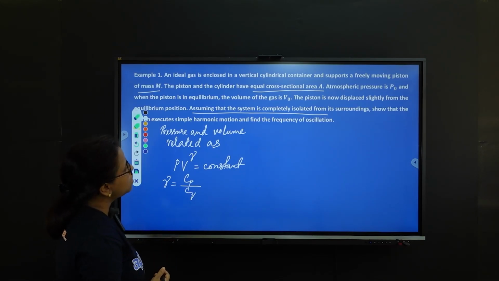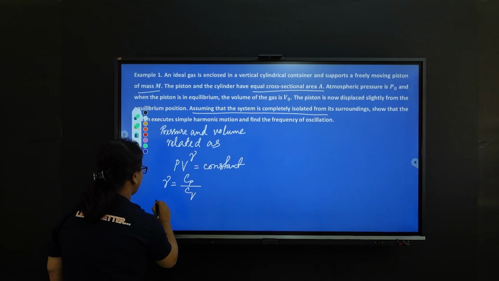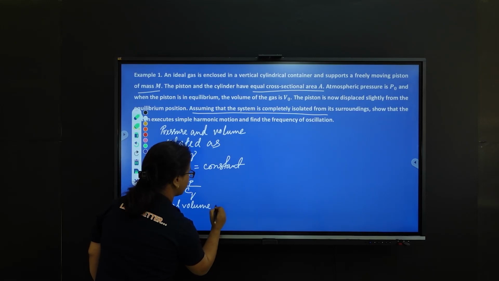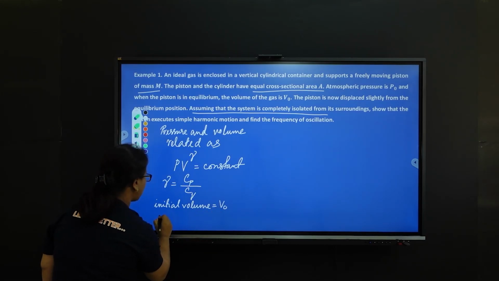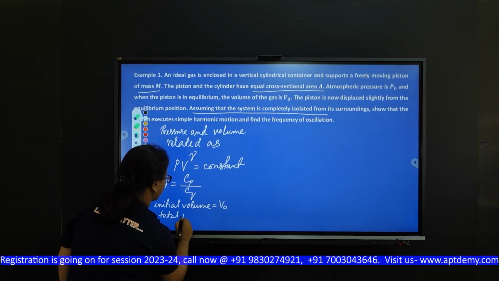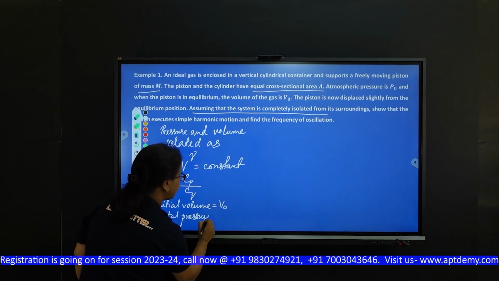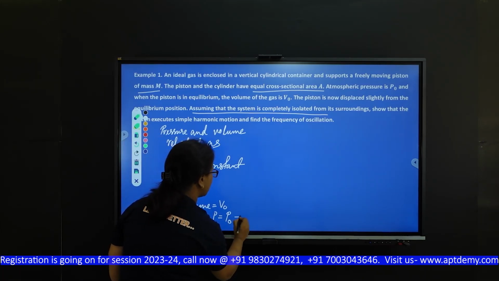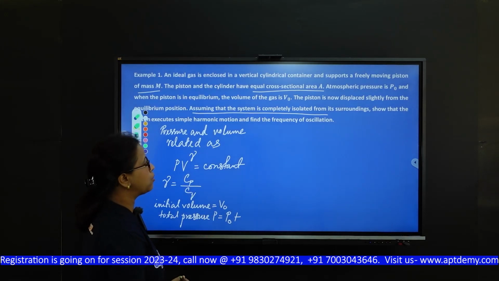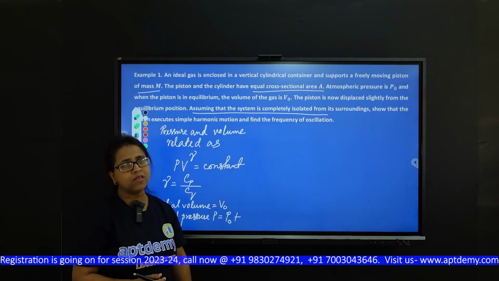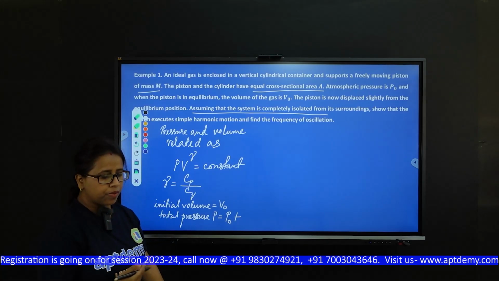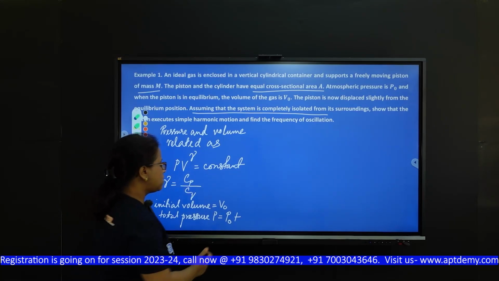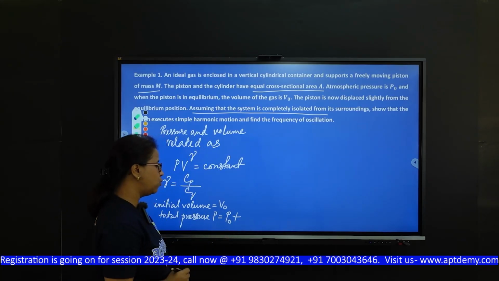Now, here the initial volume is V0 and the total pressure, let's assume that to be P, is nothing but the sum of atmospheric pressure and the pressure exerted by the piston on the gas. So the piston will exert some pressure on the gas. It's that pressure that we need to include here.